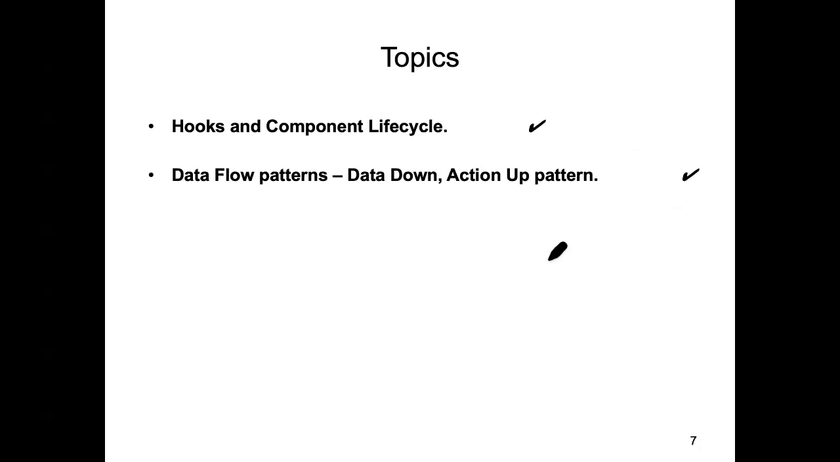Now, I want to go back to data flow patterns. And the last day I said that the unidirectional data flow was the main pattern, which meant that data only flowed in a downward direction from parent to child. Now, there is a second data flow pattern, which is called data down, action up. And it doesn't contradict the unidirectional pattern, but this second pattern deals with a specific use case that does arise quite a lot. And I'll explain in a second what that use case is.